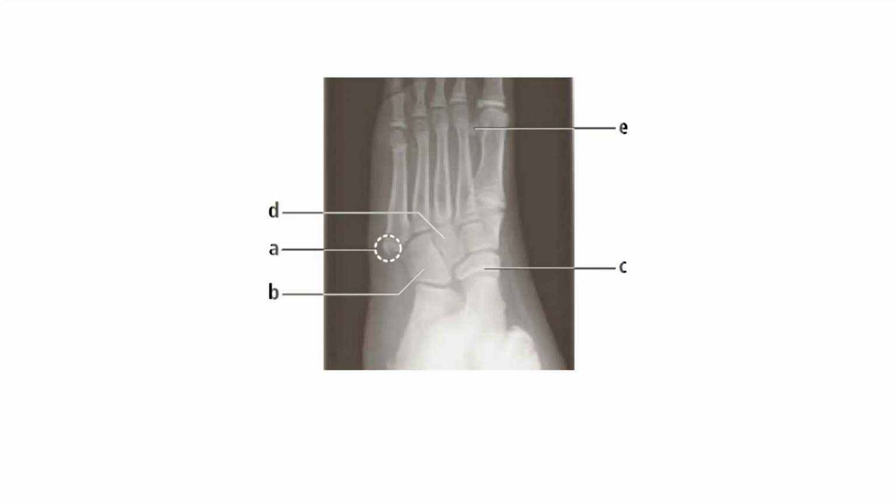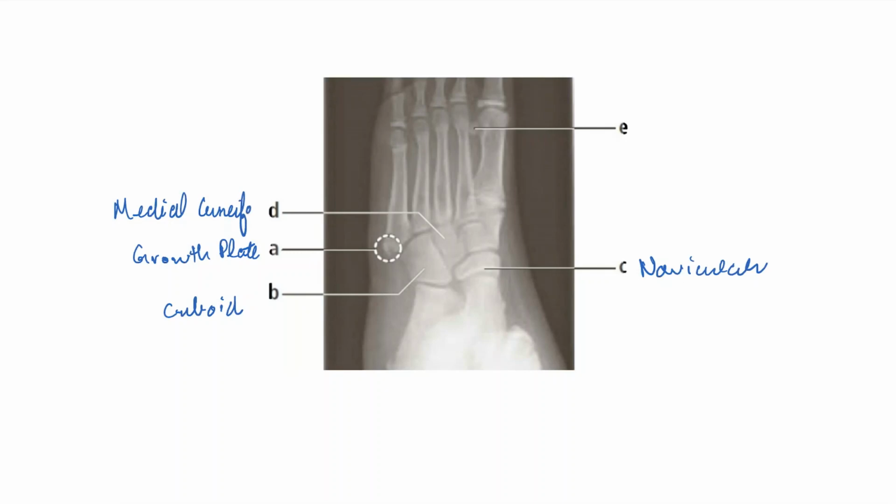Now let us mark the structures in this X-ray. A shows the growth plate in the proximal fifth metatarsal. B is cuboid. C is navicular. D is medial cuneiform. And E is a sesamoid bone.